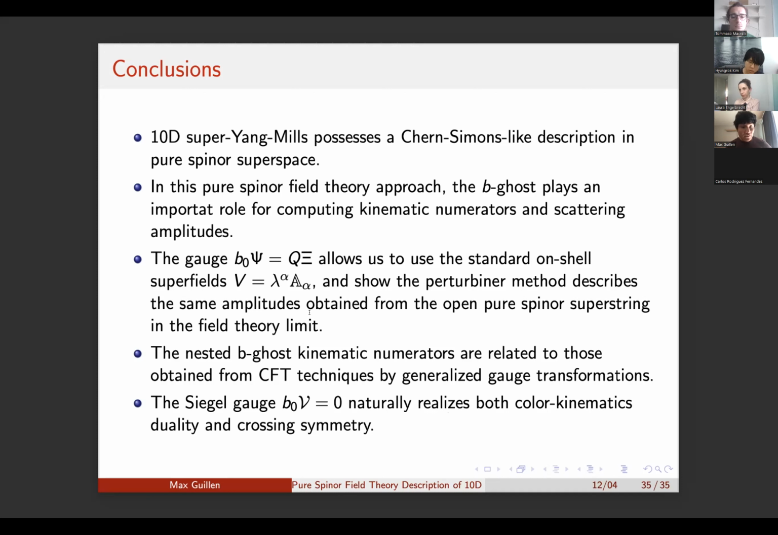And we use the vertex operators to show that the field theory viewpoint reproduces the same scattering amplitudes as those obtained from the CFT pure spinor superstring. Okay. And also the kinematic numerators with the b ghost are related to those obtained from CFT techniques by generalized gauge transformation, and the Siegel gauge is very important in the sense that it allows us to manifest both color kinematics duality and crossing symmetry. Okay, I think that's it.